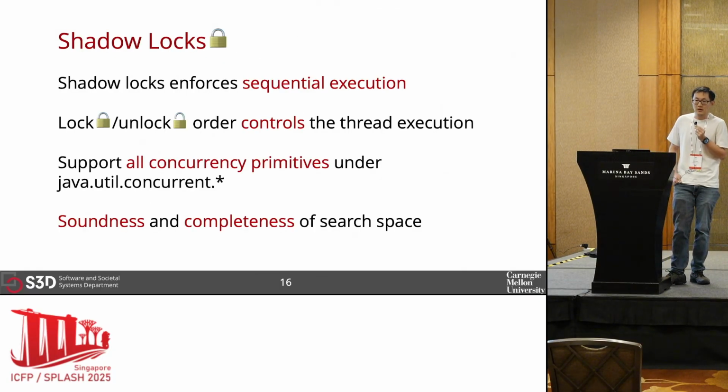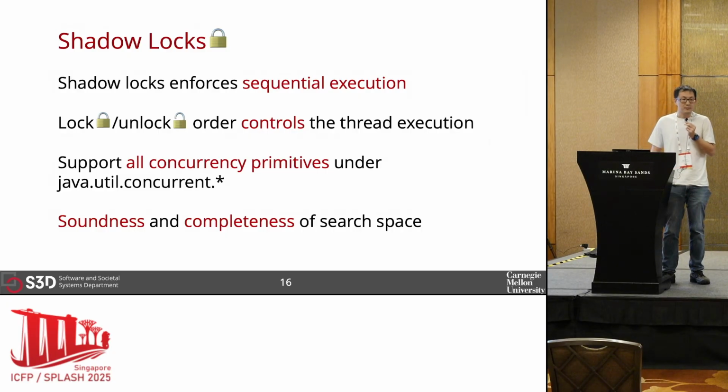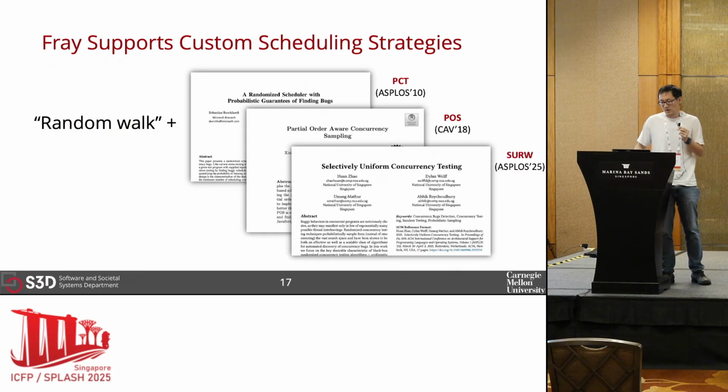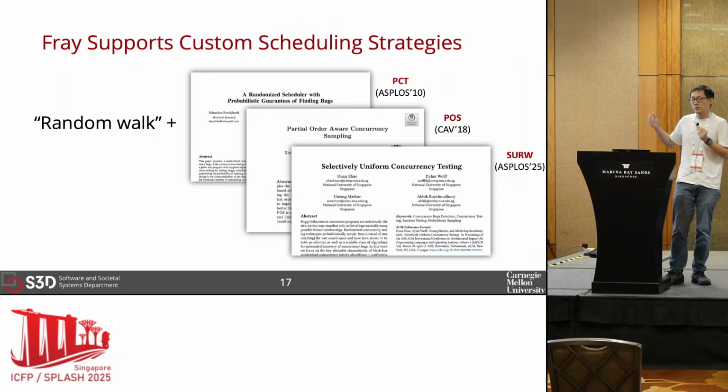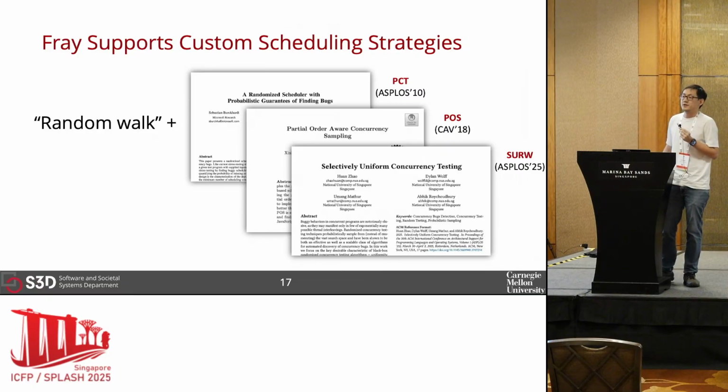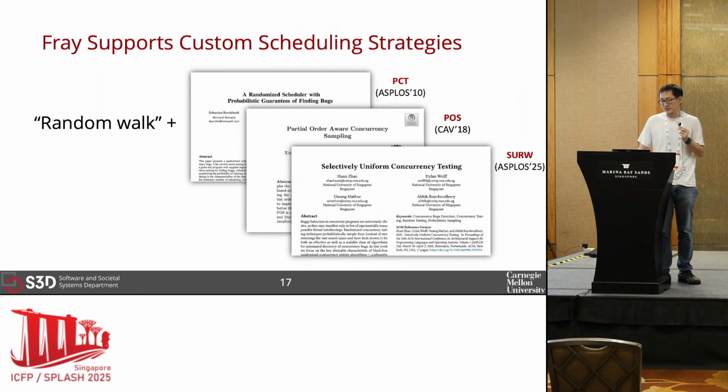I can't really go into how shadow locks are designed. I'm just going to give you some high-level intuitions. Shadow locks enforce this sequential execution, and we control the lock and unlock order to control the execution of your program. We formally model the shadow lock behavior for all concurrency primitives under java.util.concurrent, and we also provide both soundness and completeness of the search space. And going back to the prior research, we not only support this random walk search strategy, we also support all the searching strategies proposed by prior research.